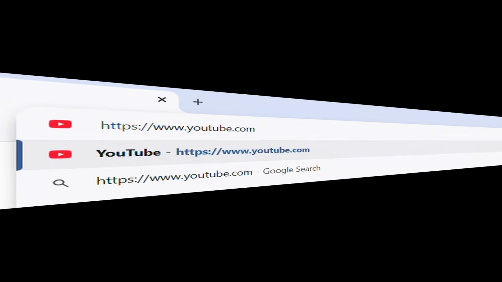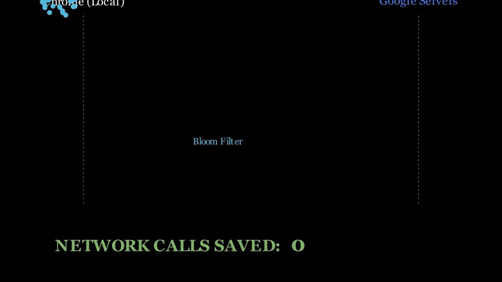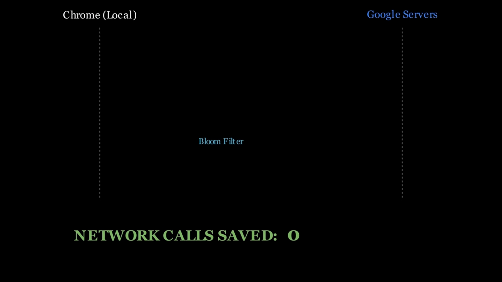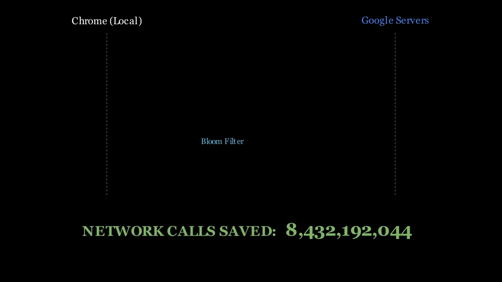So when you visit a site, Chrome checks the Bloom filter first. And if it says no, you're through instantly. And only if it says maybe does it actually make the network call to verify, which means billions of requests that never needed to happen.